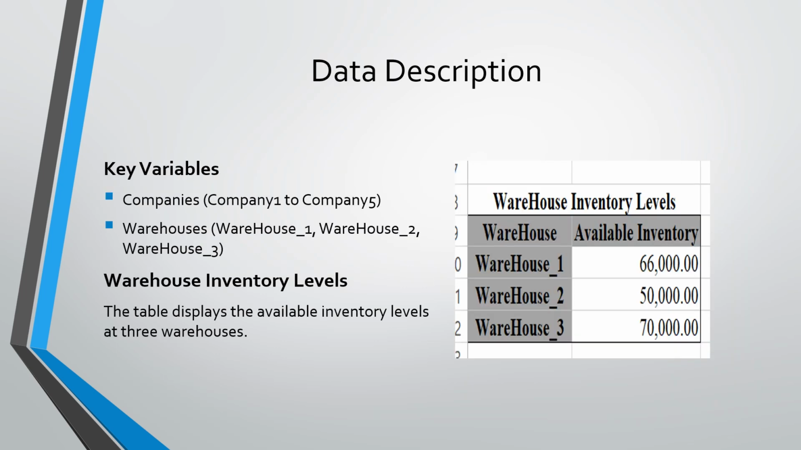In the data, the key variables are companies 1 to 5, and the warehouses are warehouse 1, warehouse 2, and warehouse 3. The table displays the available inventory levels of the three warehouses. The first warehouse has available inventory of 66,000, the second warehouse has 50,000, and the third warehouse has 70,000.